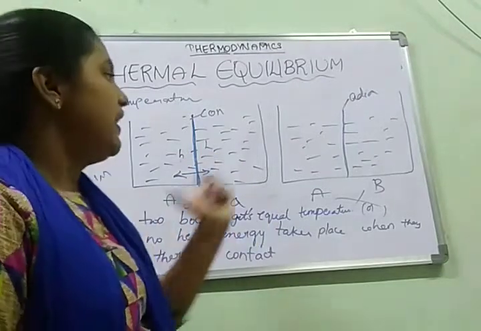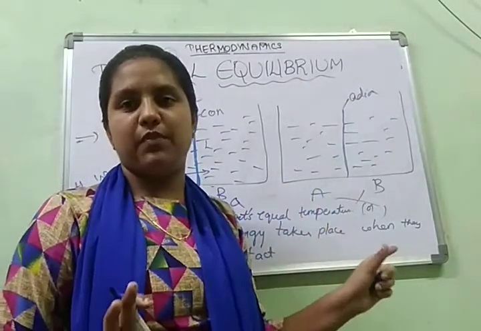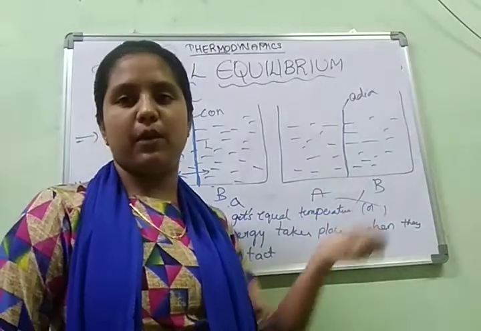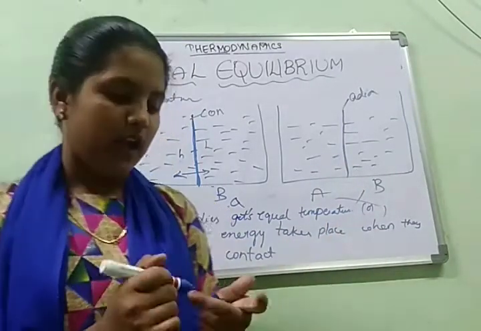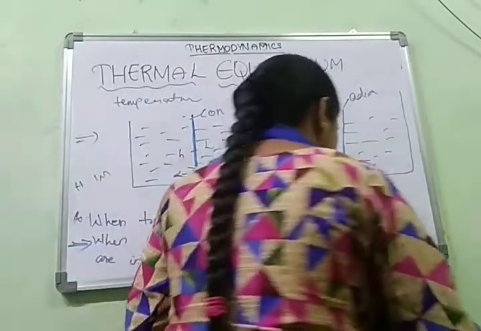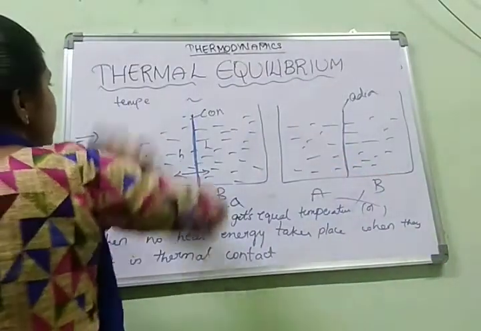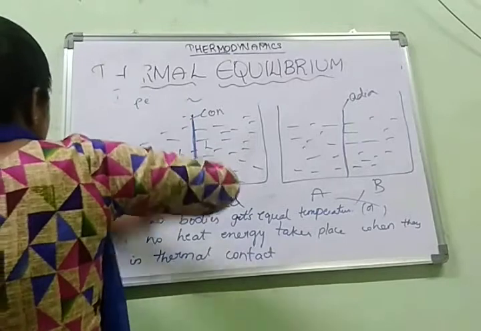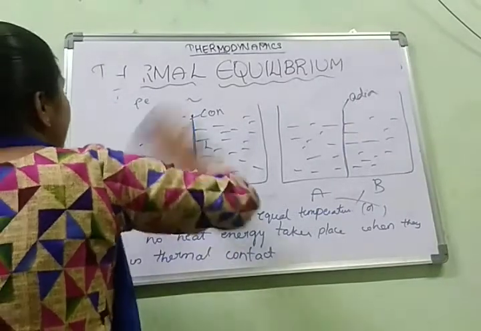In adiabatic, as I said, there is no thermal equilibrium because it is made up of insulating material. Okay. Is it clear? Now, next, go to the zeroth law of thermodynamics. Zeroth law of thermodynamics.